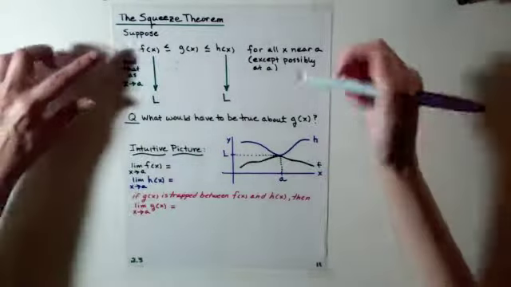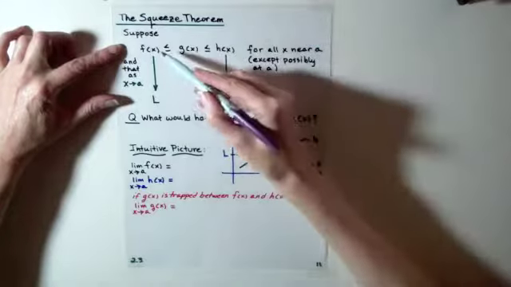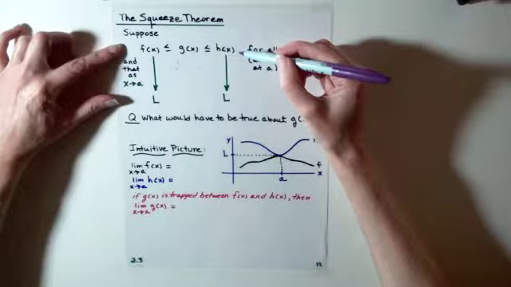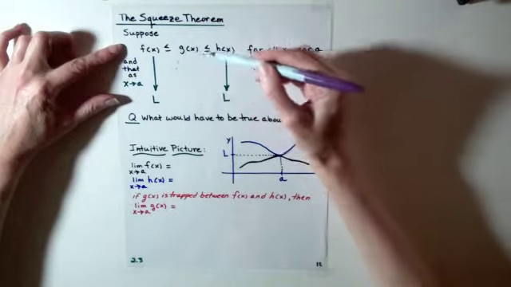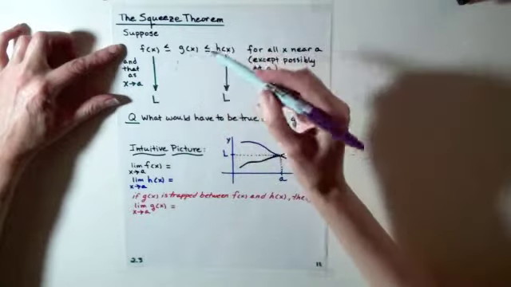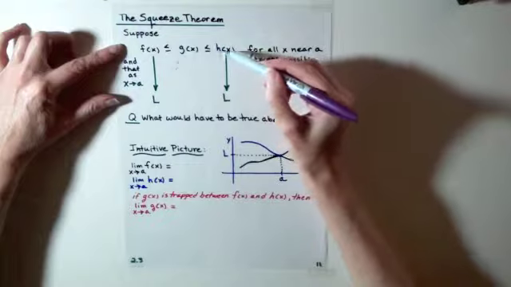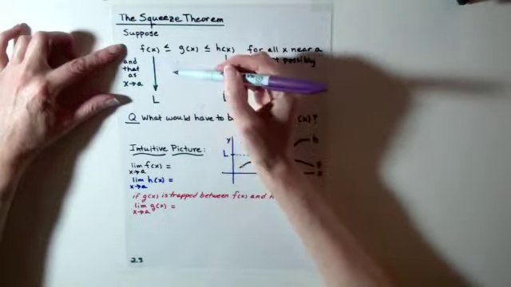So we're going to suppose the following. We're going to look at three different functions, f of x, g of x, and h of x. And we're going to suppose that for a certain interval of values around some value x equal a, we know that the outputs of the function g are trapped between h of x and f of x. In other words, g of x is something that's smaller than or equal to h of x, but greater than or equal to f of x.